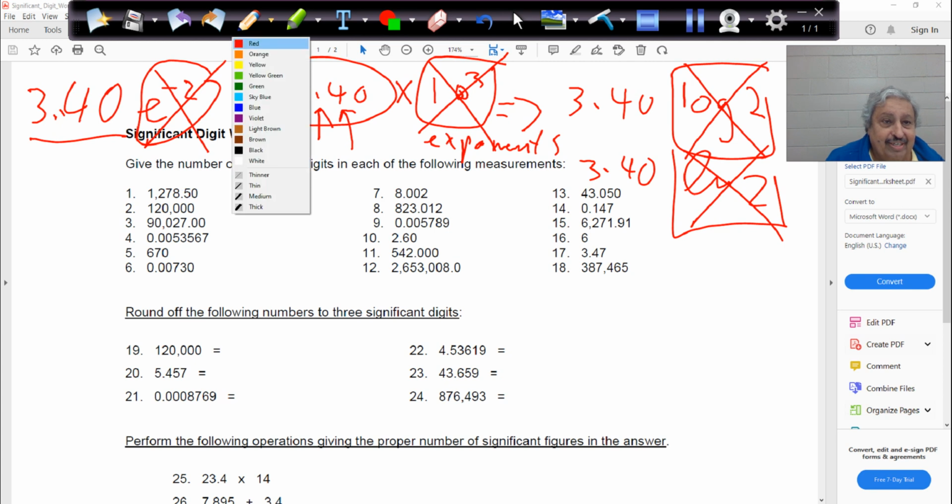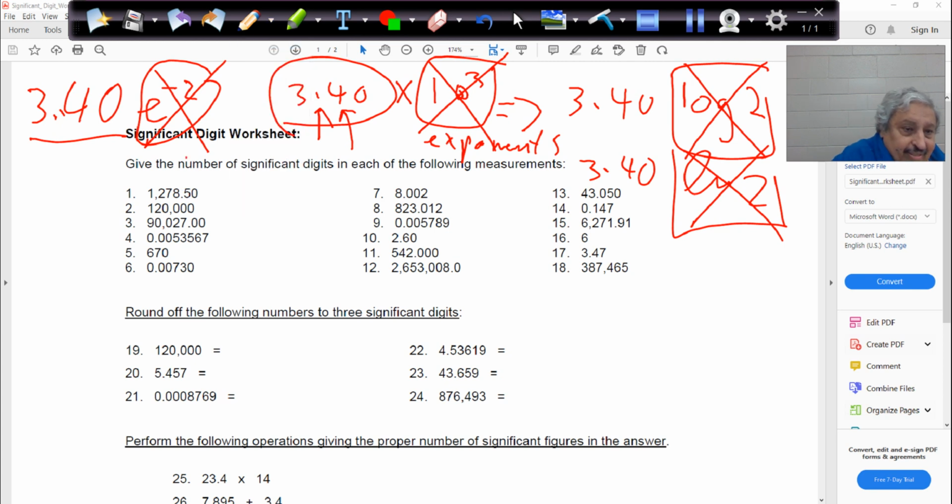The decimal is here. Here's the decimal. Can you see it? Don't worry about this comma. This has nothing to do with the sig figs. The comma is just for us to know if this value is hundreds or thousands, or millions.